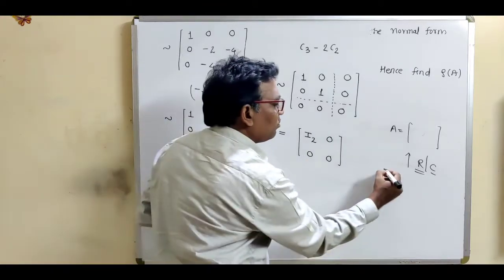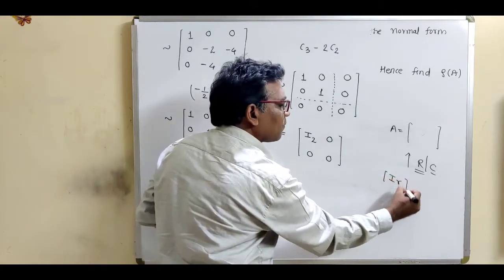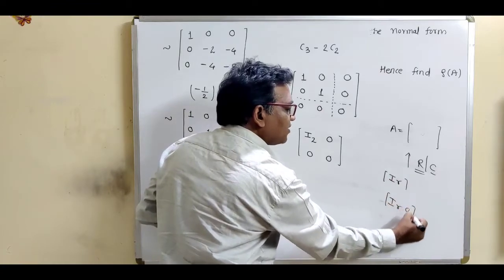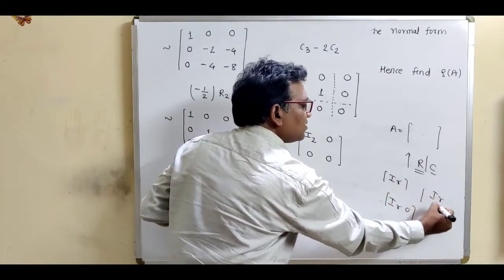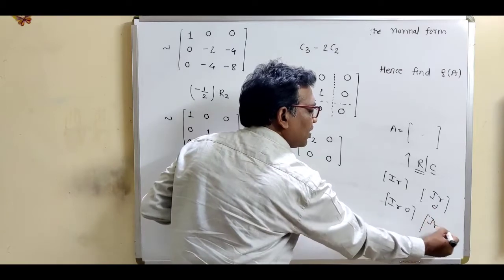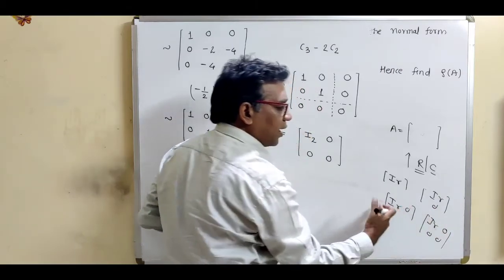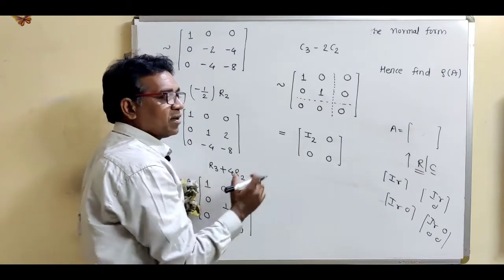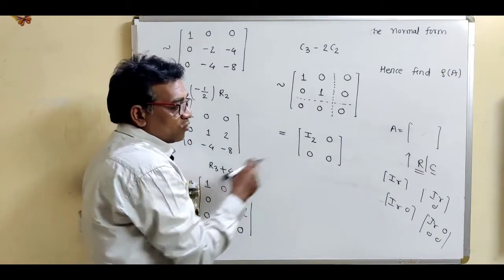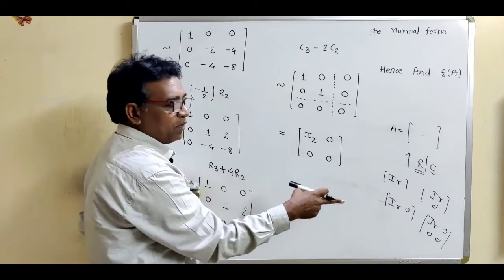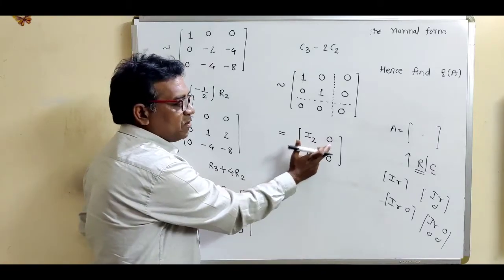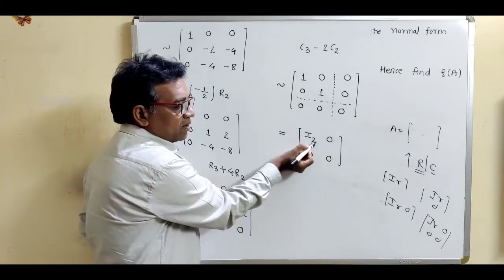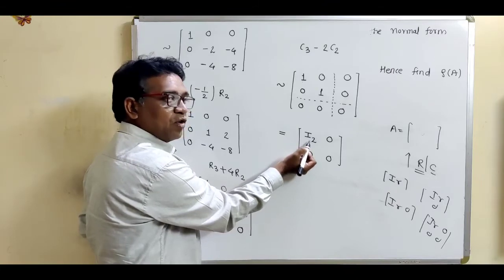What are those 4 forms? Matrix I_r, matrix I_r 0, column matrix I_r 0, and I_r 0 0 0. These are called the normal form or canonical form. So definitely these are the 4 types of normal form, where this number represents the rank of the matrix.